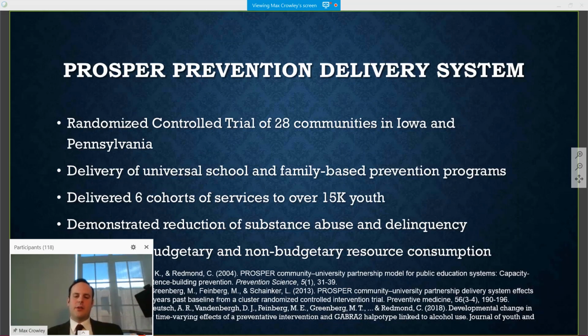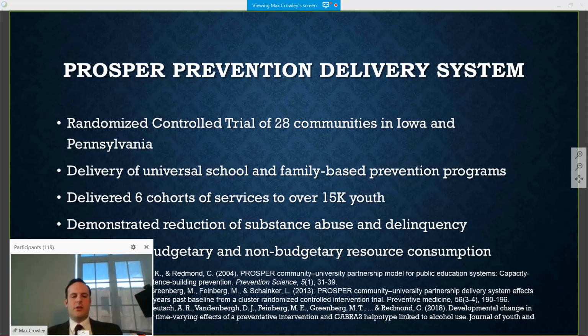So with that in mind, I'm going to use an illustrative example today of the Prosper Prevention Delivery System. Some of you may be aware of this program, but for those of you who aren't, this is a randomized control trial. This was a system that was evaluated within a randomized control trial of 28 communities in Iowa and Pennsylvania. It delivered universal school and family-based prevention programs to the intervention sites and supported the delivery of 6 cohorts of services that reached over 15,000 youth.